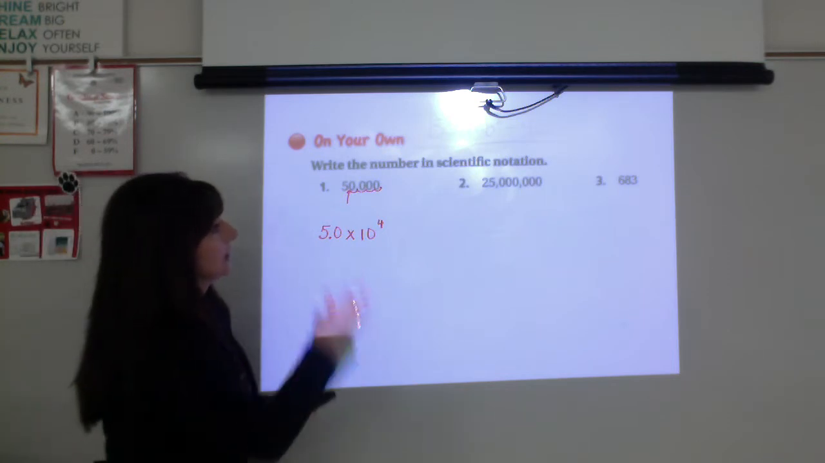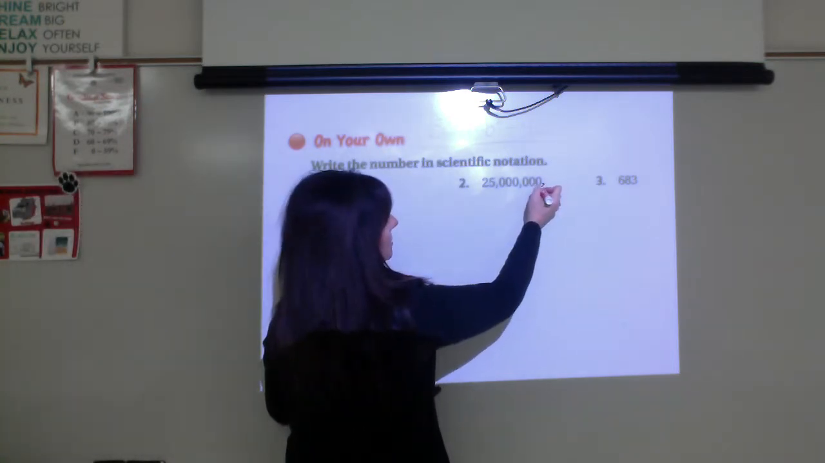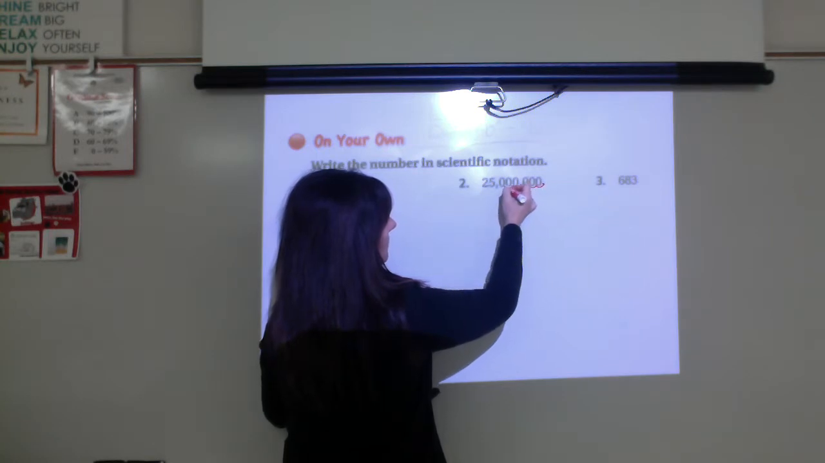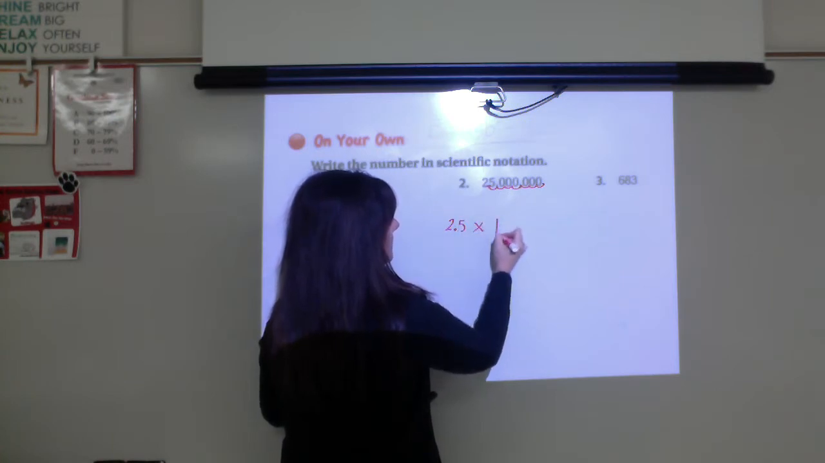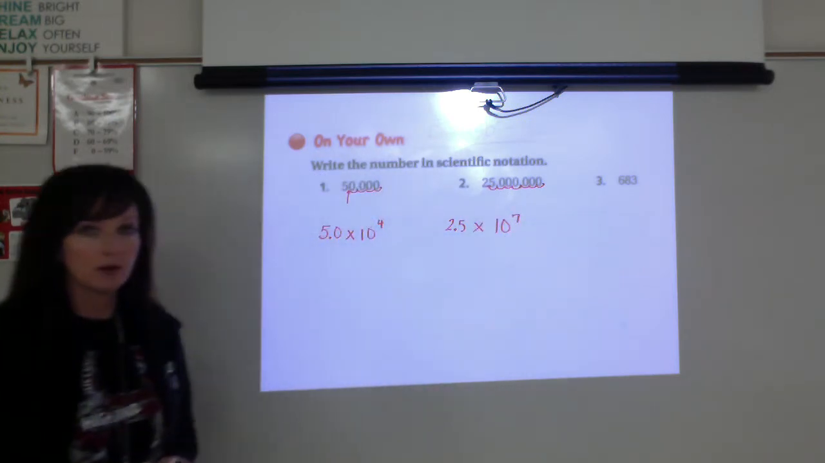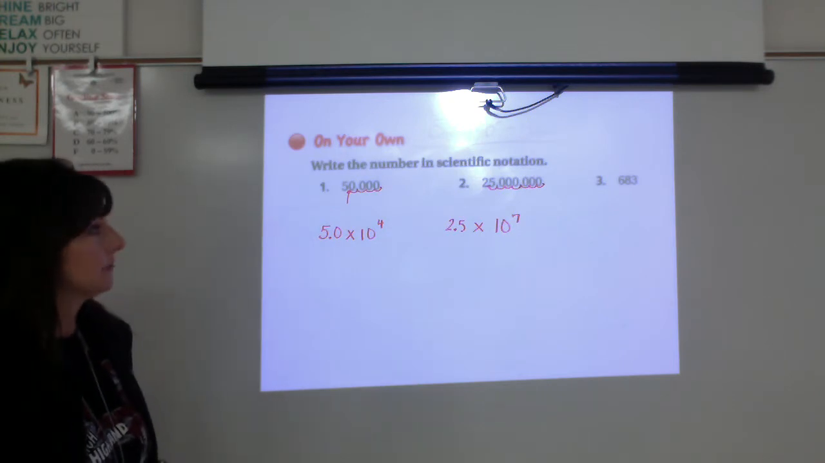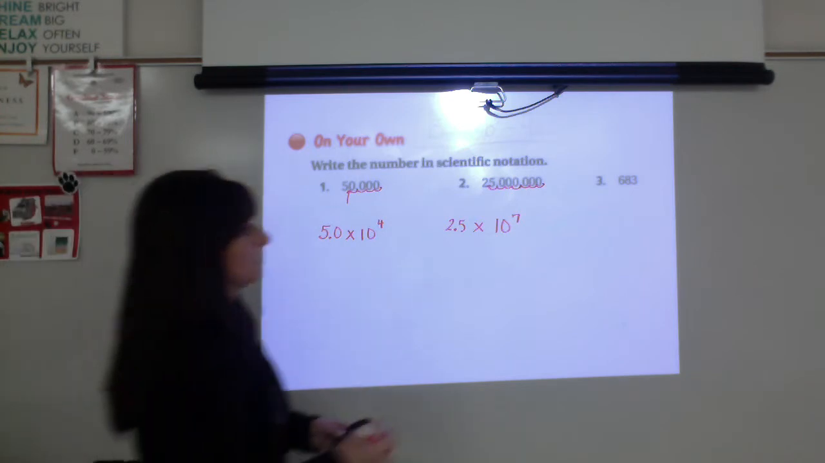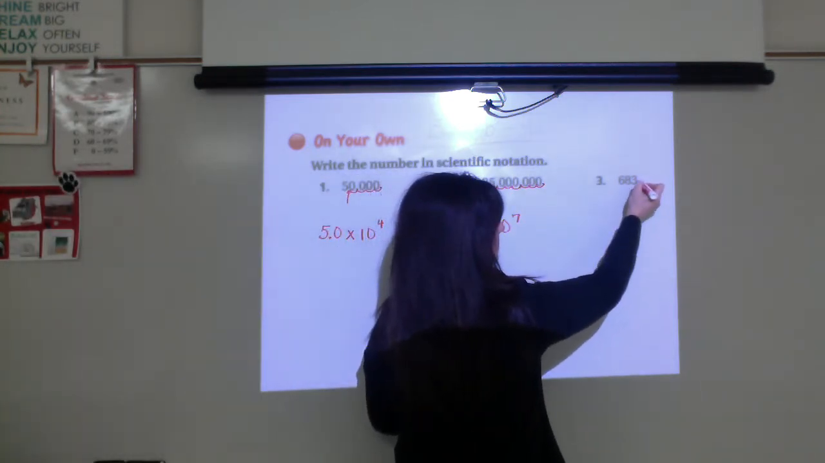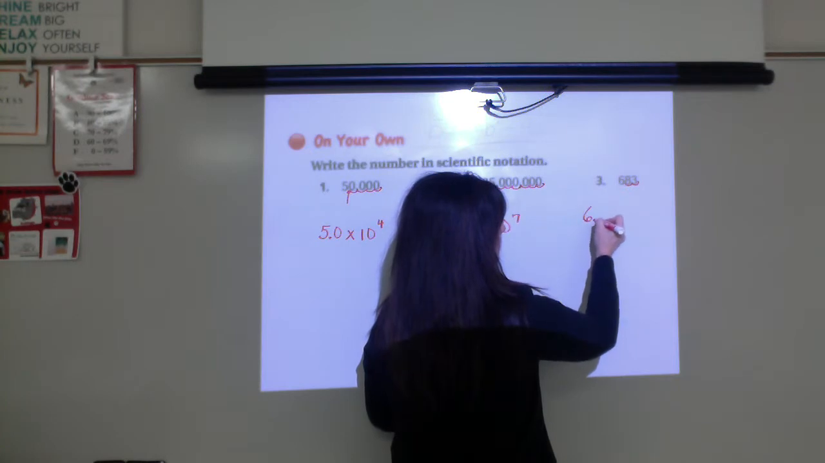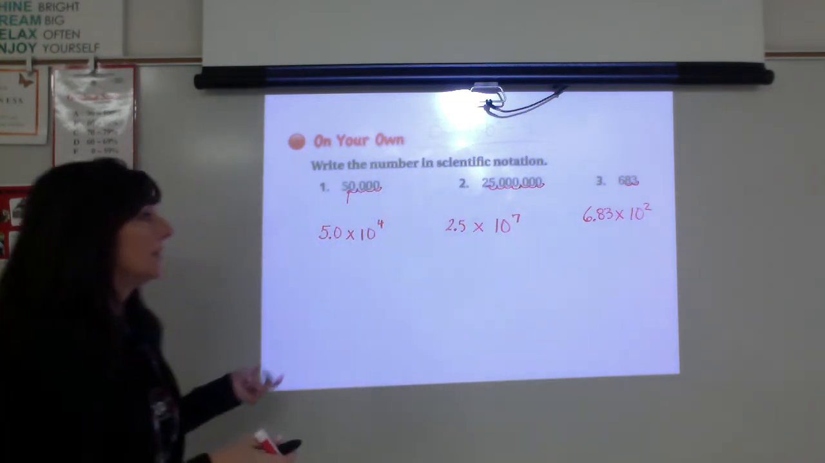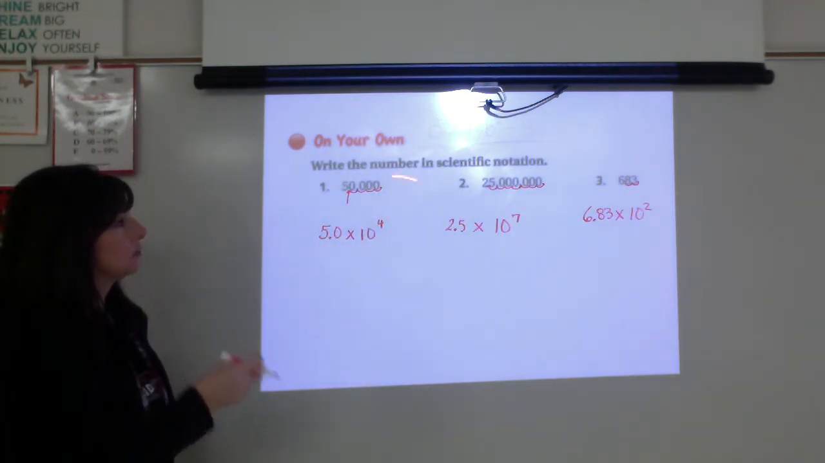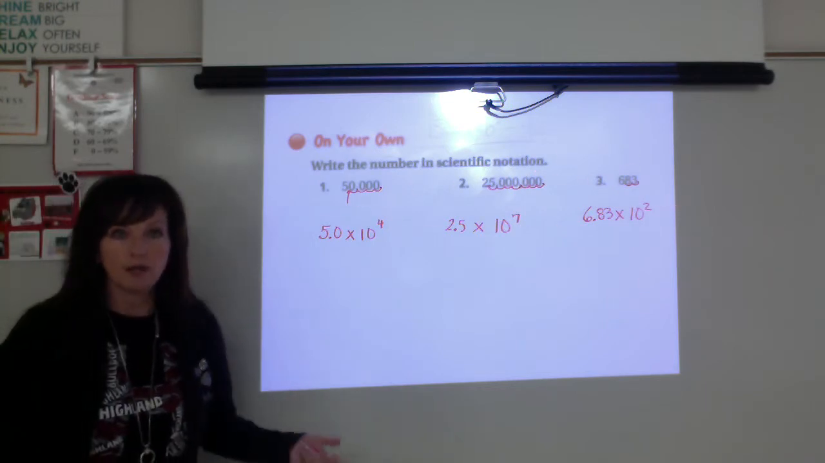Okay, next one, we want to move the decimal point 1, 2, 3, 4, 5, 6, 7, so that we have 2.5 times 10 to the 7th power. Again, that positive 7 is because this number was large. In number 3, we want to move the decimal point right here. So we're going to move it 1, 2, 6.83 times 10 squared. Now, what this does is actually keeps the value of the original number. And notice that all the exponents are positive because all of these numbers were greater than 10.